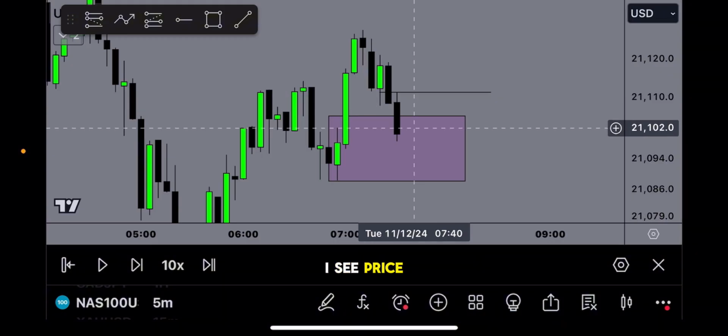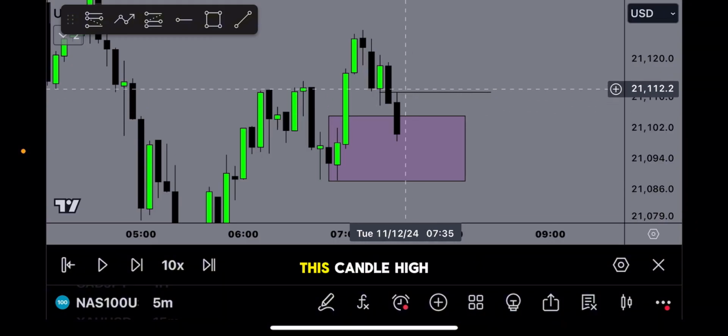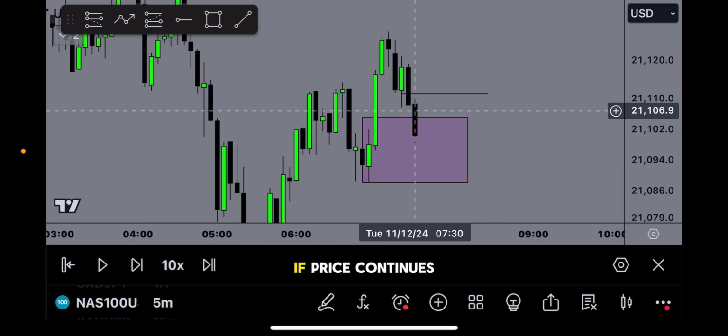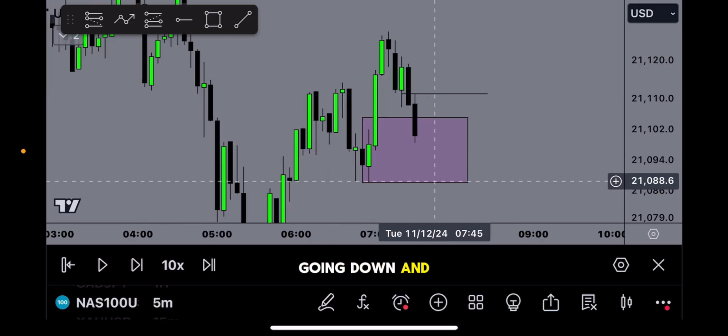So now if I see price open up and it breaks this candle high, the wick of the high of that candle, then I'll be getting in for buys. Now, if price continues going down and it breaks the zone, then the trade is invalid. I would just erase the zone and go about my day and wait for another setup to come or wait for another wave to come.